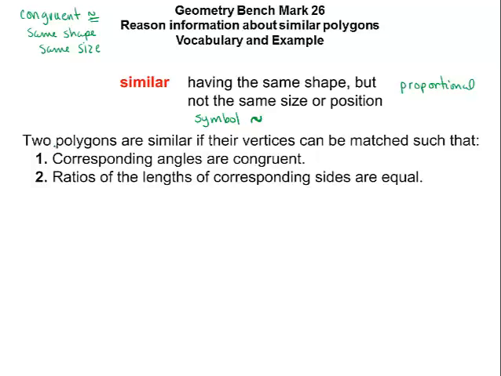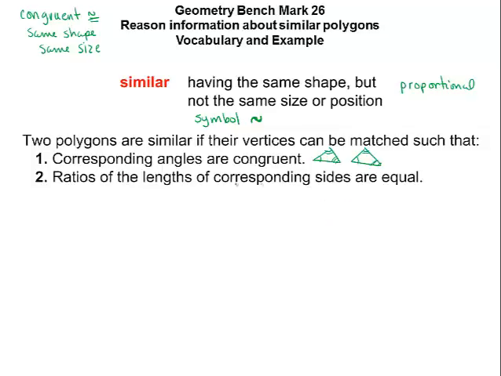to test to see if 2 polygons are similar, their corresponding angles are congruent. So if we have, I guess I didn't take that out. Okay, if I have 2 triangles, my angles will all match.